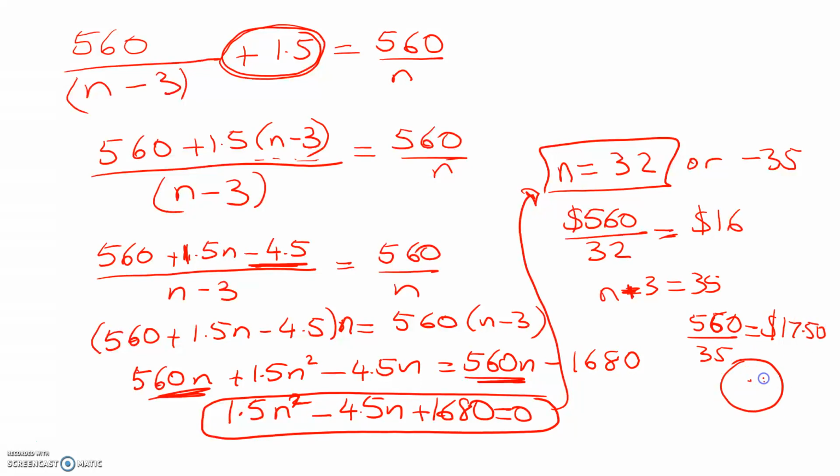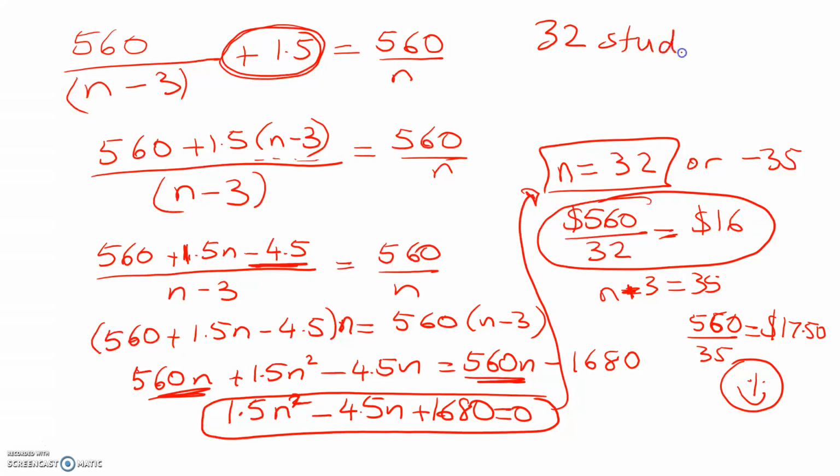So we should be really happy with that because we know how many students went on the trip in the end. It was 32. The only thing left to do is to say how many students went on the trip. So let's do that to finish this off. 32 students went on the trip. So there we go, right?